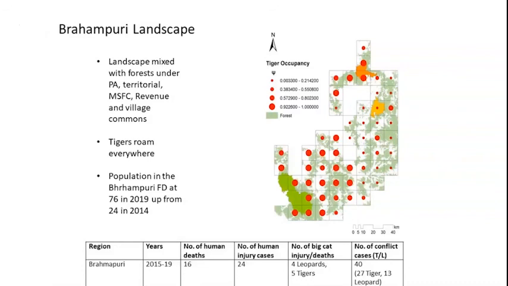Now in Brahmapuri, the situation is that tigers are found everywhere. As you see, all the grids were occupied, and all the grids or most grids had above 0.9 probability of detection and occupancy. And when we surveyed that area in 2014, we got individual captures of 24 tigers. Now WCT did a reassessment in 2017. The tiger numbers had gone up to 76. Now why is it happening?